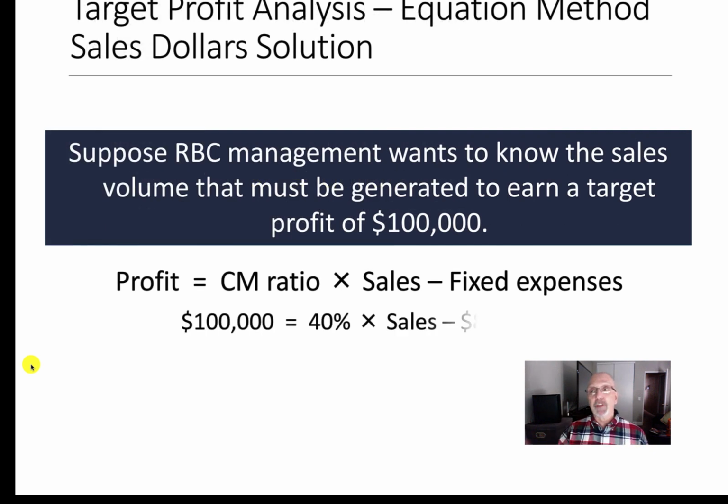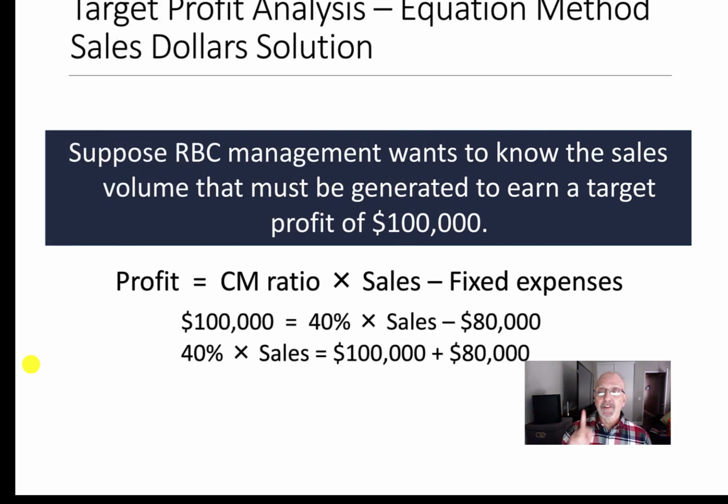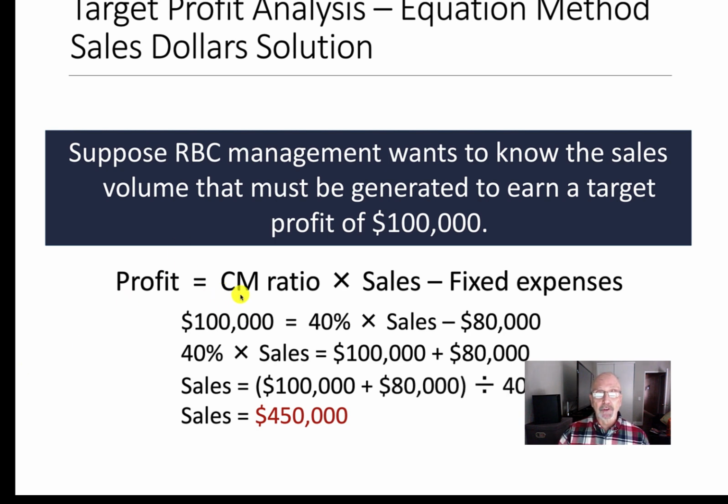Now we can also go to sales dollars like we were doing before, except for sales dollars, we're using the contribution margin ratio, not the contribution margin per unit. So the contribution margin ratio here is 40%. Our profit, $100,000, equals 40% times the sales, minus the fixed expenses of 80 grand. Again, we're looking for the unknown number of sales, or dollar sales rather. So in this case, we work it down and sales are $450,000 to generate a profit of $100,000.